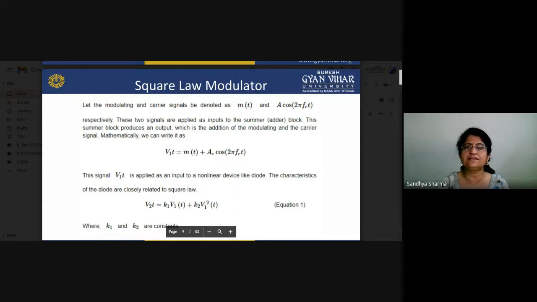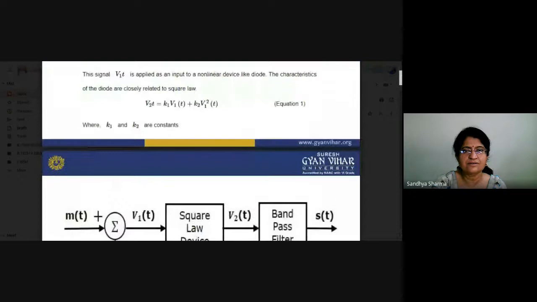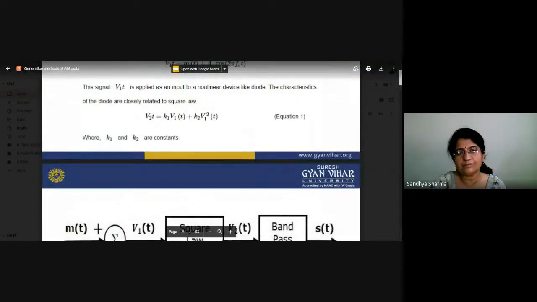So the square law modulator is working as a non-linear part, and here we are using a diode as the non-linear device. The basic characteristic of the diode is the output voltage V2, which is equal to K1 V1 plus K2 V1 squared(t). Here K1 and K2 are constants in this equation, and we can represent our square law modulator in this way.